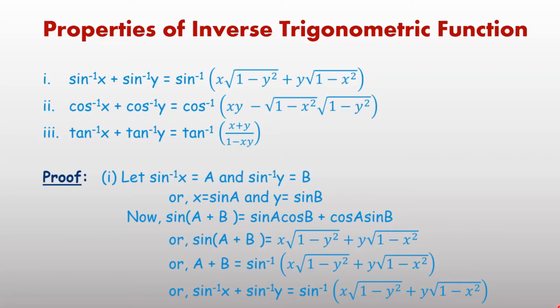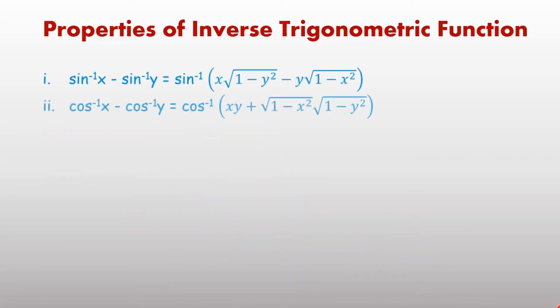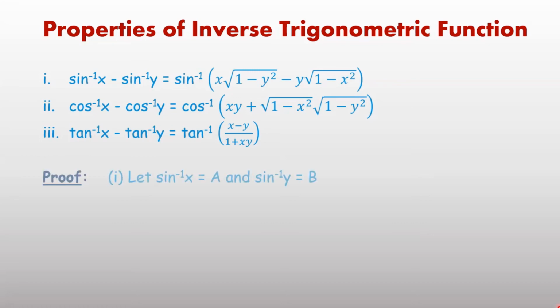Now next, if a minus sign is there: sin inverse x minus sin inverse y, or cos inverse x minus cos inverse y, or tan inverse x minus tan inverse y. Next three identities are here.